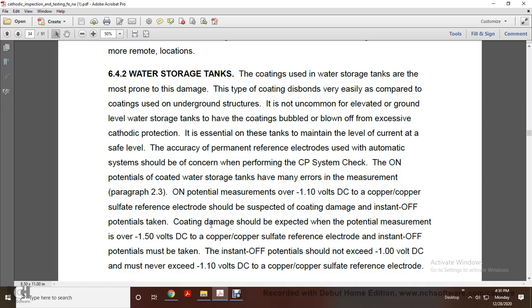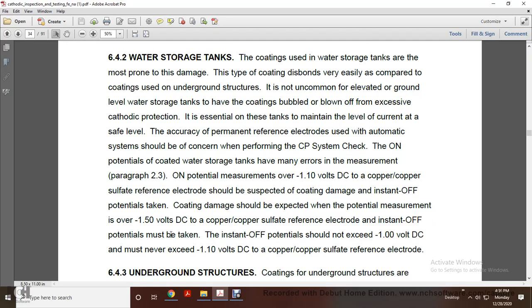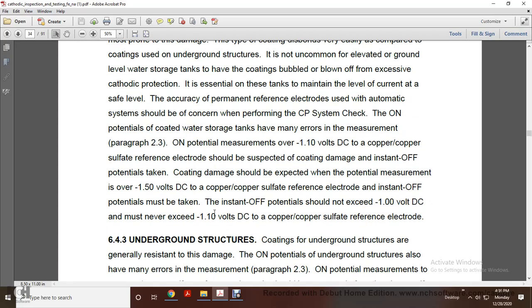They have many measurement errors. Paragraph 2.3, on potential measurements of negative 1.1 volt DC copper sulfate reference electrode, suspected coating damage, and instant off potential taken for the coating damage expected, with the potential measurement over negative 1.5 volt DC copper sulfate reference electrode instant off. The potentials must be taken. Instant off potential should not exceed negative 1 volt DC and must not exceed negative 1.1 volt DC copper sulfate reference electrode.